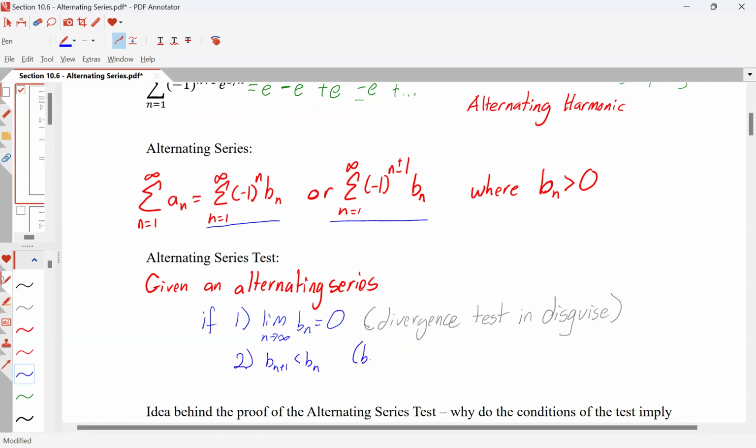This means the sequence is decreasing for all n greater than or equal to some number n. Then, for the series from n equals 1 to infinity of a sub n, notice the properties are about b sub n, but this will tell us about the alternating series. Then the series converges.